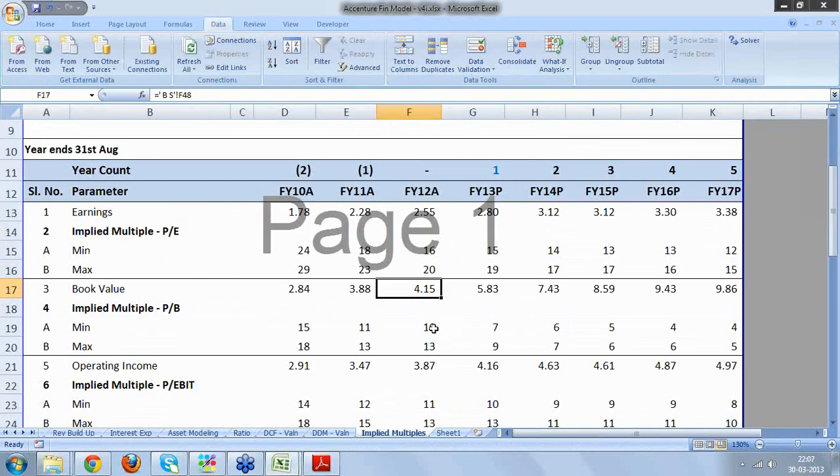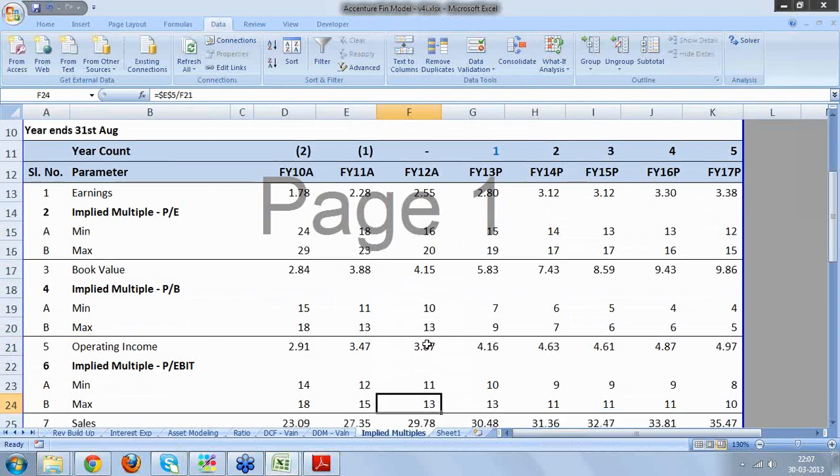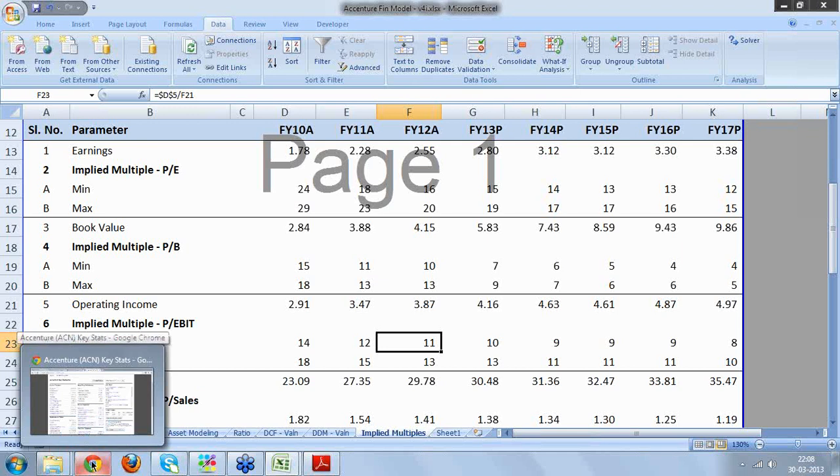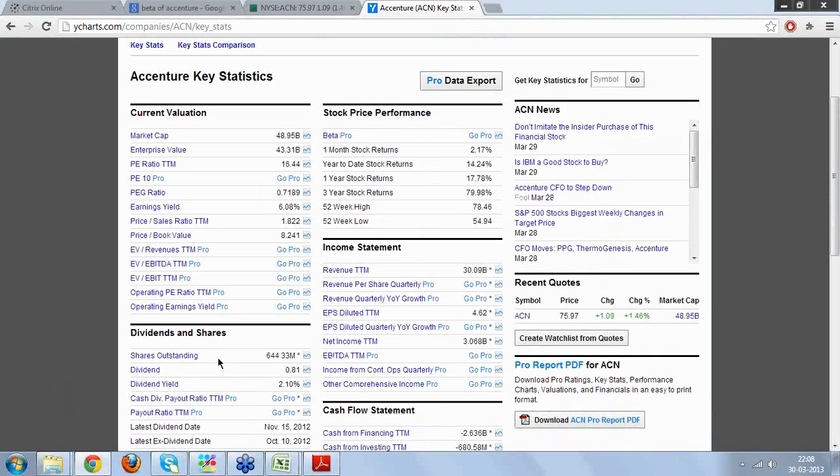So price to book, they are talking about 8 to 9, we are talking about 10 to 13, 11 to 13. Now why is this coming? Even though their stock price is actually higher, their multiple should be higher in comparison to ours. So why is this difference coming? That difference is coming because they are considering a share outstanding of 644.33 million. They have not considered a fully dilutive effect.